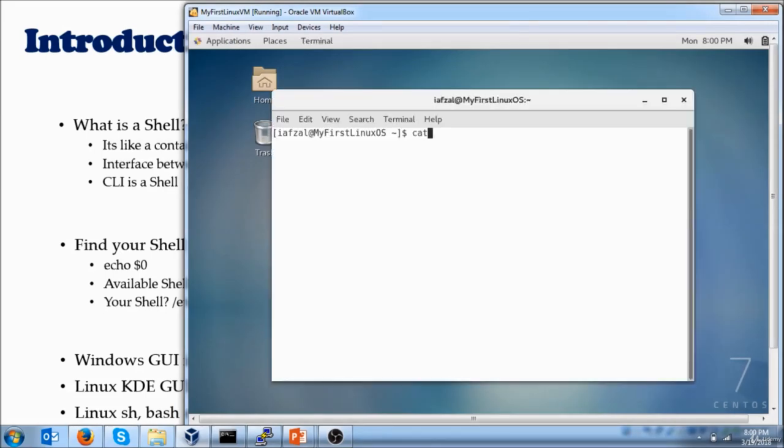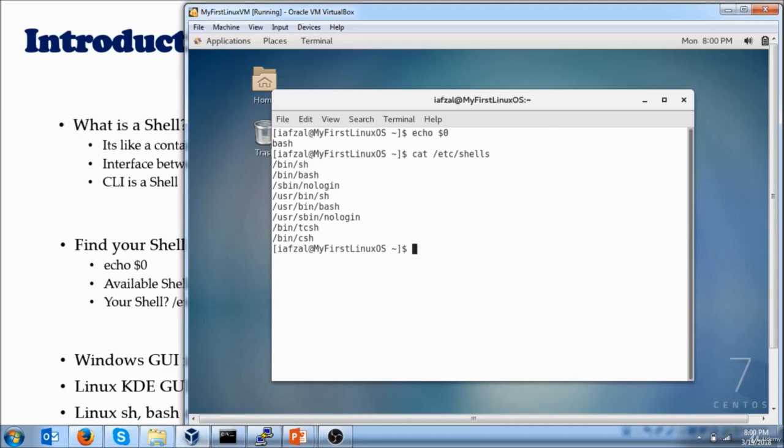And when you do echo $0, it tells you you are in bash. So you could look at the available shells that are installed in your distribution by doing cat /etc/shells, and it tells you all the shells that are available.